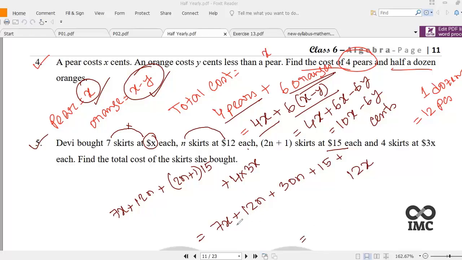Now add them. 7X plus 12X will be 19X. 12N plus 30N will be 42N plus 15. So this is the total amount.